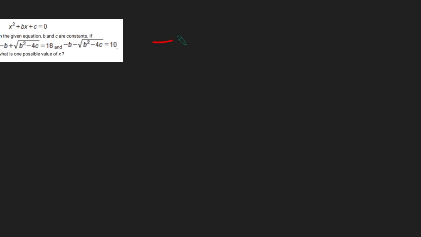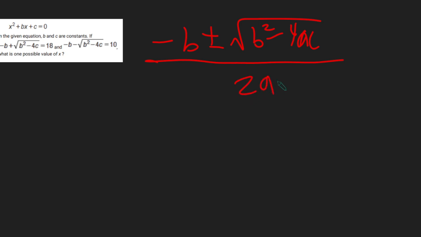remember the quadratic formula is negative b plus or minus the square root of b squared minus 4ac over 2a. In this case, a is 1, so everything matches up except divided by 2. So that means that x could either be 9 or 5. We just choose 1, and that should be right.